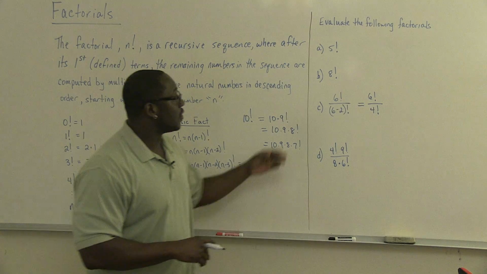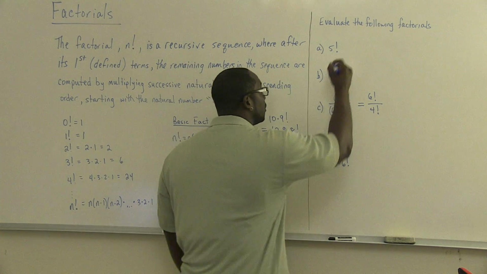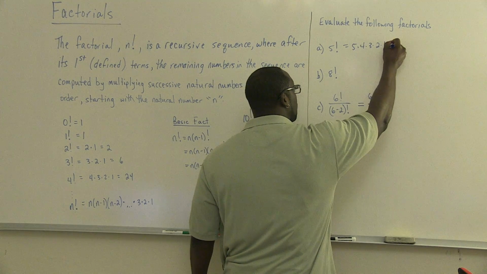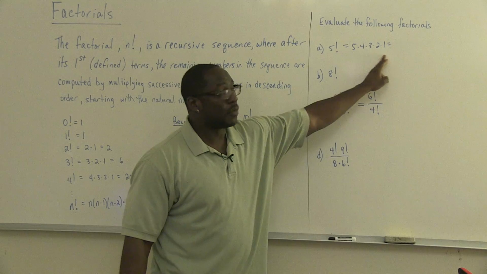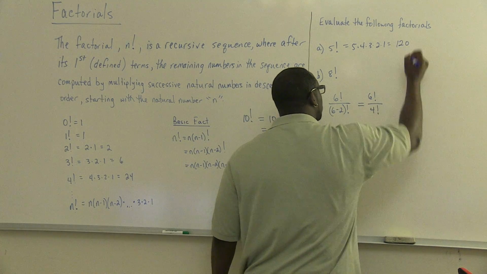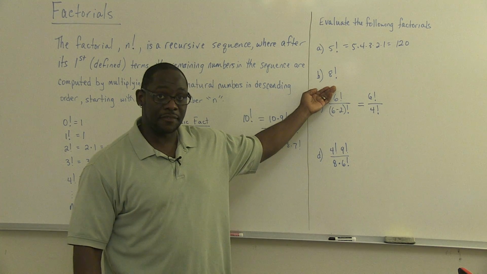So for our first one here, we have 5 factorial. So 5 factorial we know is just 5 times 4 times 3 times 2 times 1. And of course, if we multiplied all those numbers out, we would end up getting 120, okay? So for the next one, 8 factorial.